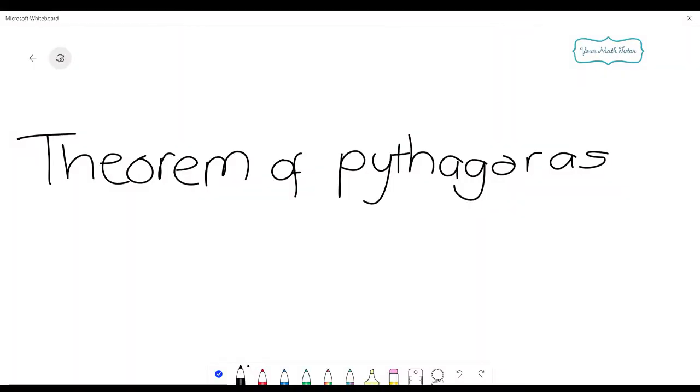We are going to discuss the theorem of Pythagoras. So what is the theorem of Pythagoras? The theorem of Pythagoras is a theorem that you use to work with right-angled triangles.